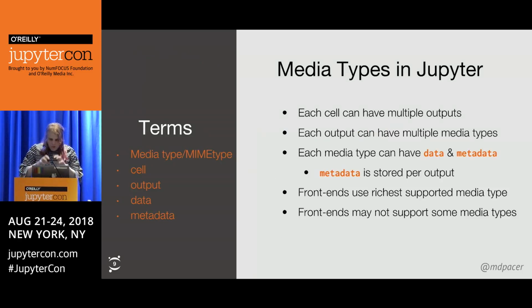How are we using them inside Jupyter? I'm going to assume you all know what cells are. Every cell, you may or may not know, can have multiple outputs, and each one of those outputs can have multiple MIME types. Each media type can itself have data and metadata attached to it. But that metadata is stored per output, so you can only have one instance of that media type per output.